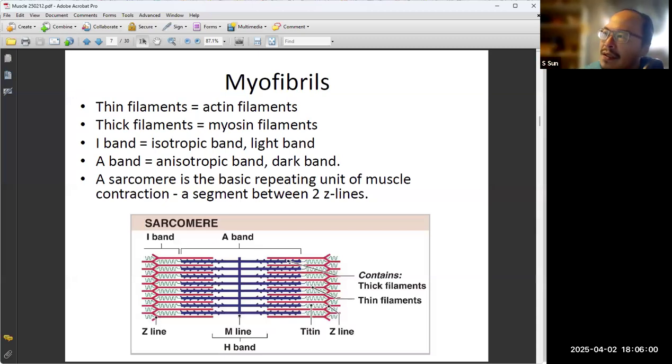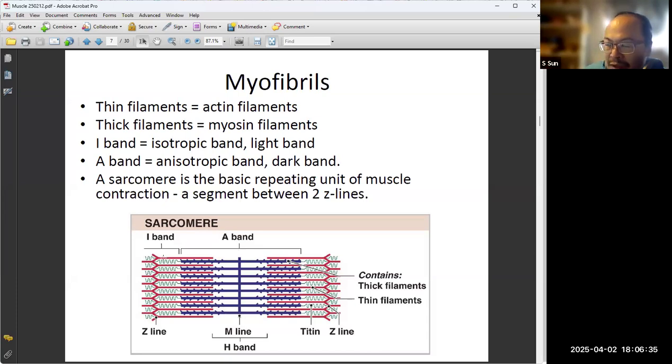So the thick filaments are in the middle. The middle of these thick filaments is attached to a line called the M line. M refers to the middle line. So this is the middle line, and the middle of the thick filaments is attached to that M line.